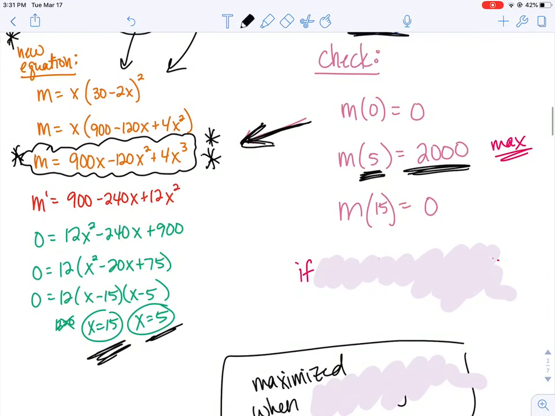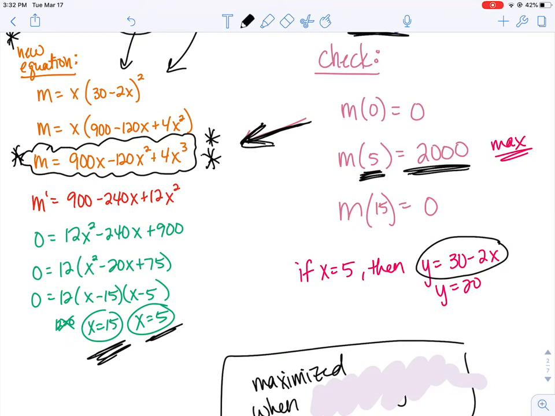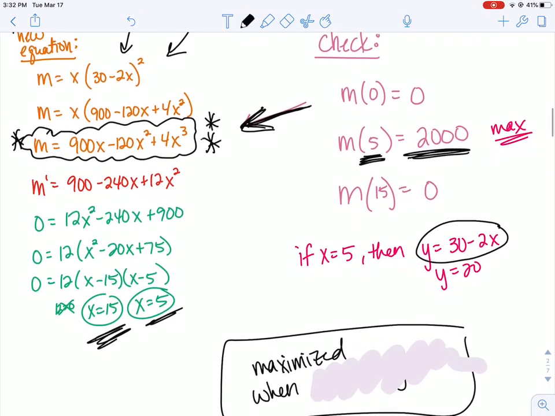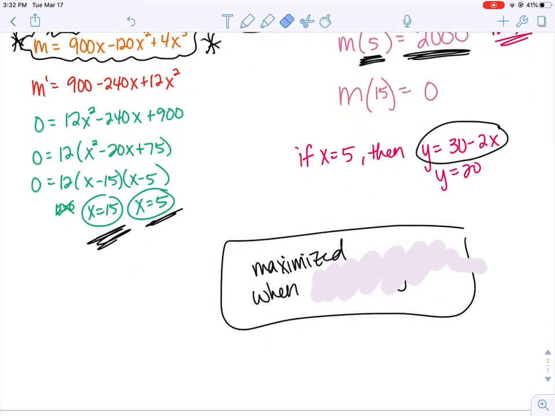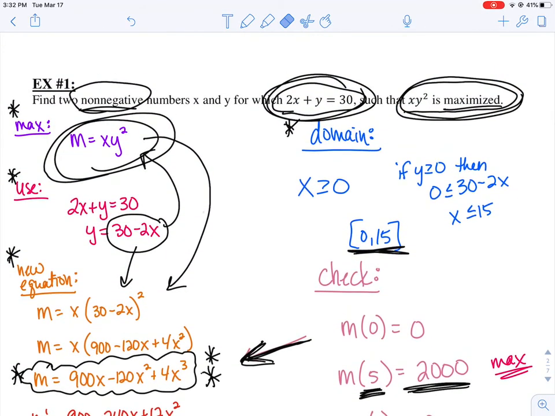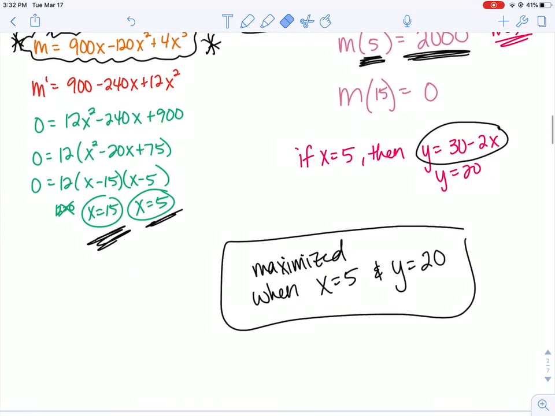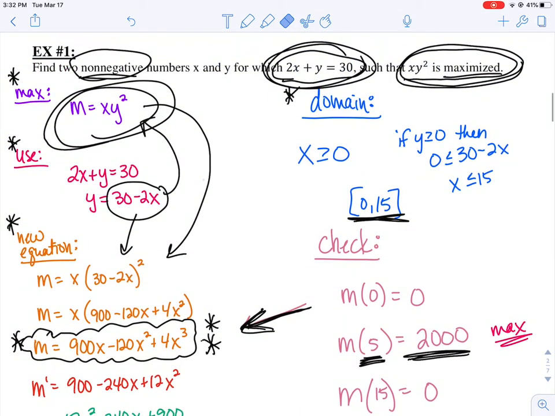But now the directions ask us not just to find x, doesn't it also ask us to find y? And so what we have to do then is plug x in, because now that we know x is 5, we've got to plug it in to figure out what y is. So if x is 5, then I can use that secondary equation, plug 5 in, and I get that y equals 20. And so if x is 5 and y is 20, then the question says, what do my values have to be to get a maximum product? Well, x has to be 5 and y has to be 20 in order for that x times y squared to be the most possible value.